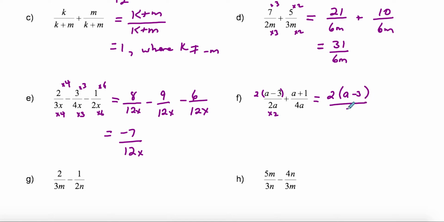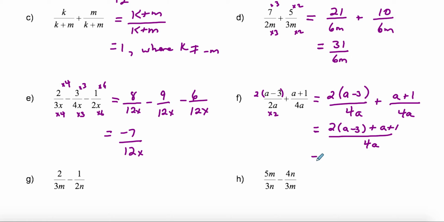And that would now be over 4a. And here I would just have a plus 1 over 4a. Now that I have the same denominator, I would add my numerators together. So it looks a little weird. Let me just write it like this first. Then I'd add the a plus 1 all over 4a.